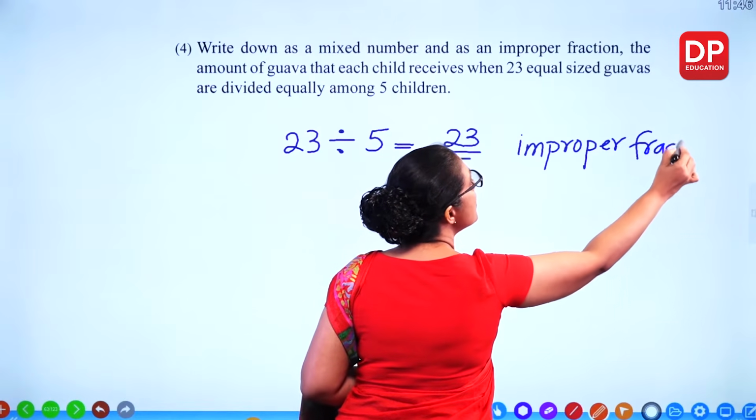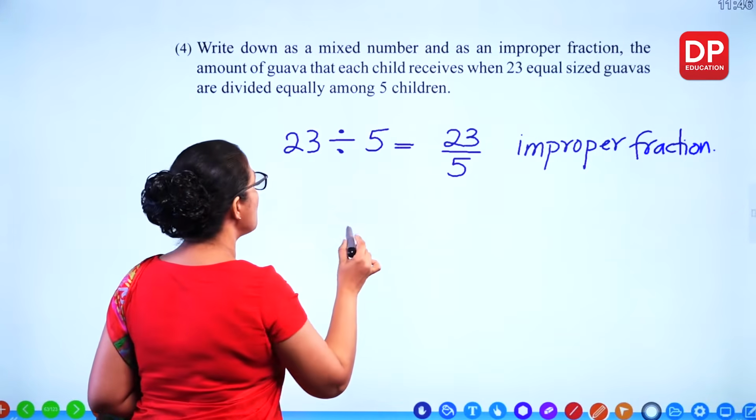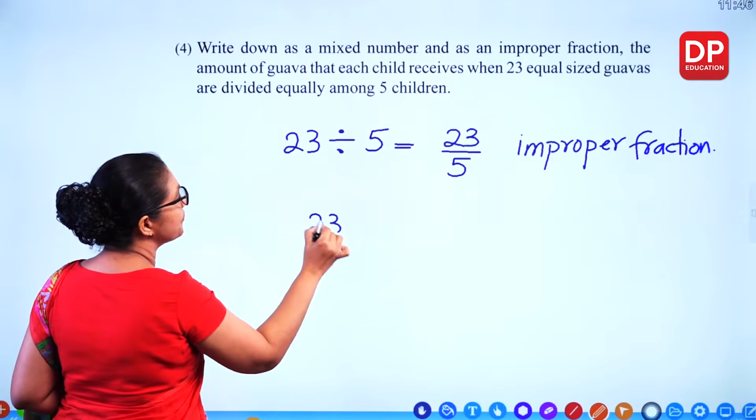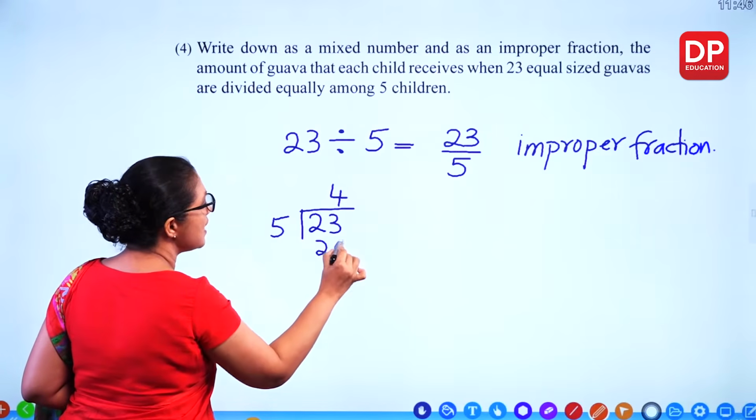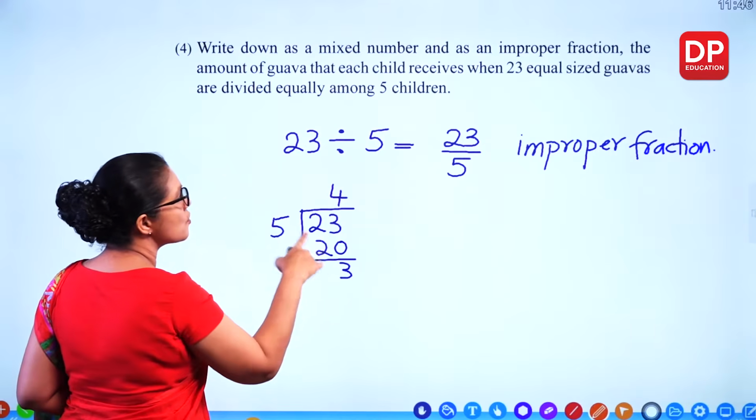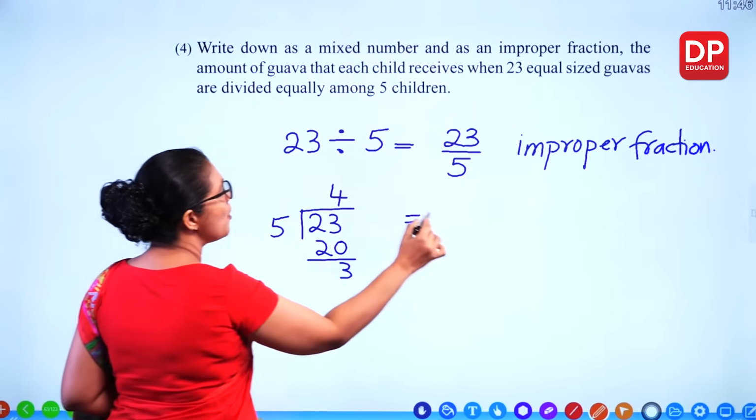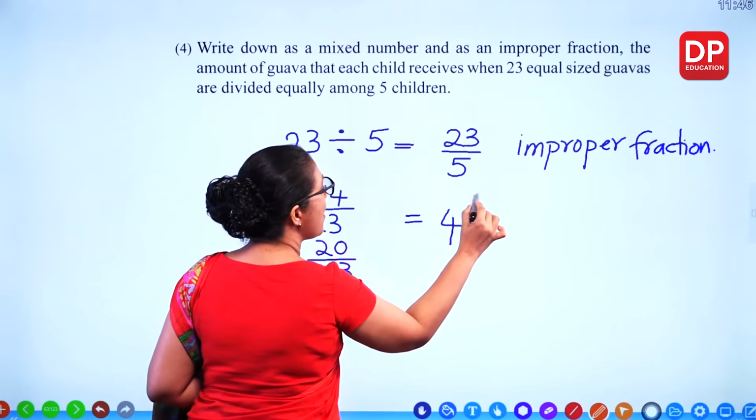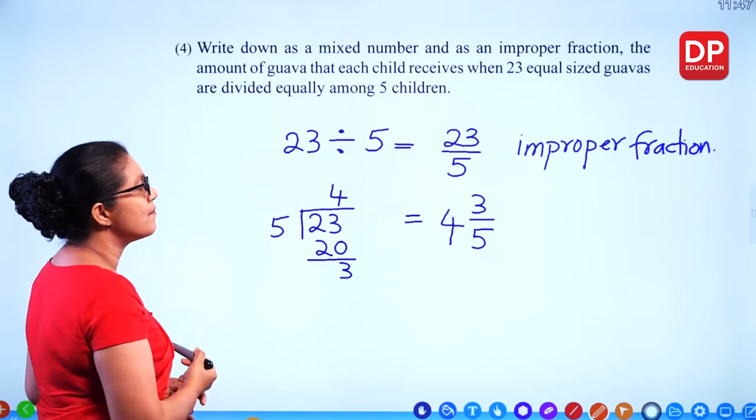So how do we convert this to a mixed number? Use long division. 5 times 4 is 20, 3 remaining. So what's the mixed number? 4 full parts are there, and 3 parts remaining out of 5.